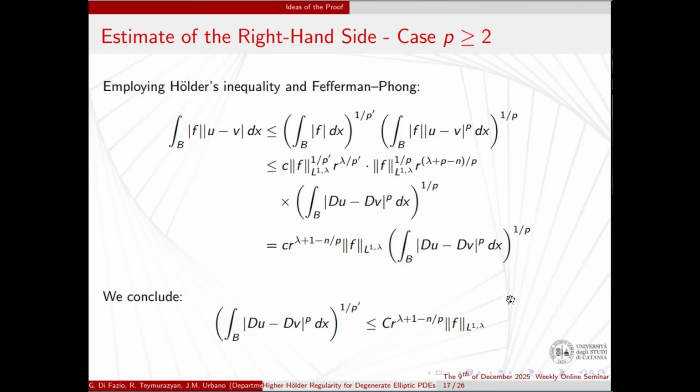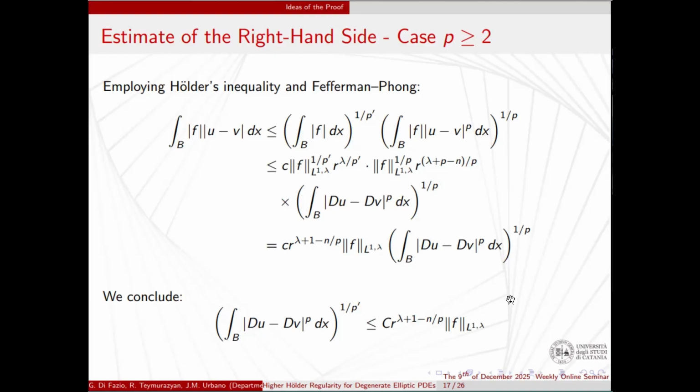Here, what helps is Hölder inequality. So we start with Hölder inequality. We get this product of two integrals. The first integral, we can estimate by using the definition of Morrey space. So the Morrey norm in L1 lambda appears. And for the other integral, the one that you can see first line on the right, you can estimate it by using the Fefferman-Phong inequality.